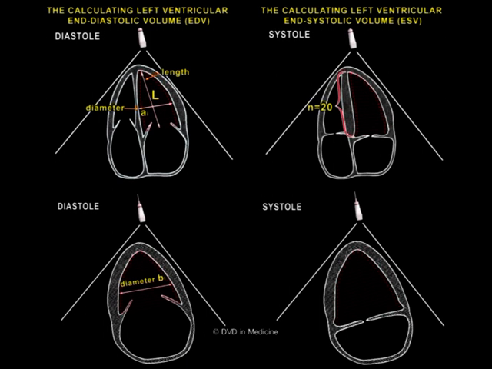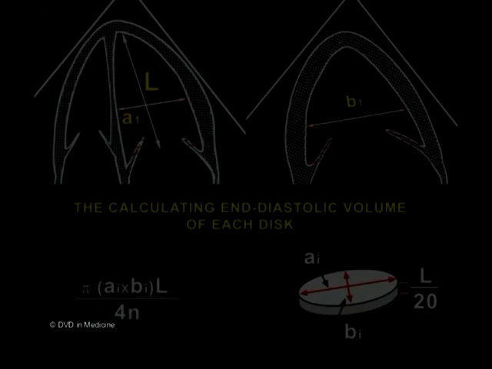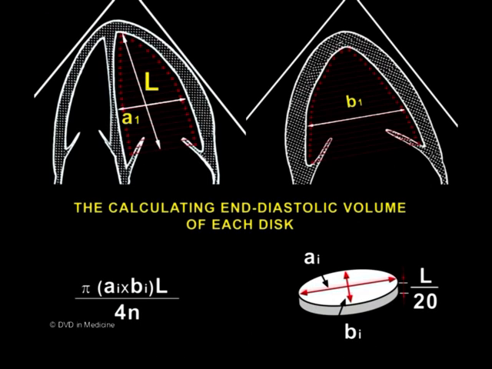To calculate the ejection fraction with the modified Simpson's method, one needs to obtain two orthogonal views, the apical four-chamber and the apical two-chamber. After manual tracing of endocardial borders at end systole and at end diastole, automated software divides the left ventricle into a stack of discs oriented perpendicular to the long axis of the ventricle. Automated software calculates the volume of each individual disc and adds the volumes of all 20 discs. This is performed in systole and in diastole.